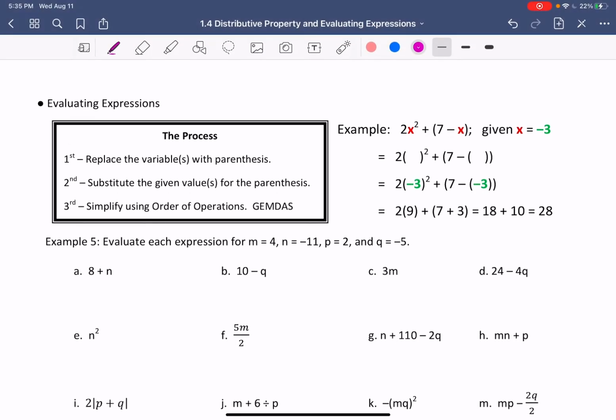So there's a process to this. When we want to evaluate an expression, that means we've got variables in there and we now want to have some sort of value for them. So the first thing we're going to do is replace our variables with parentheses.